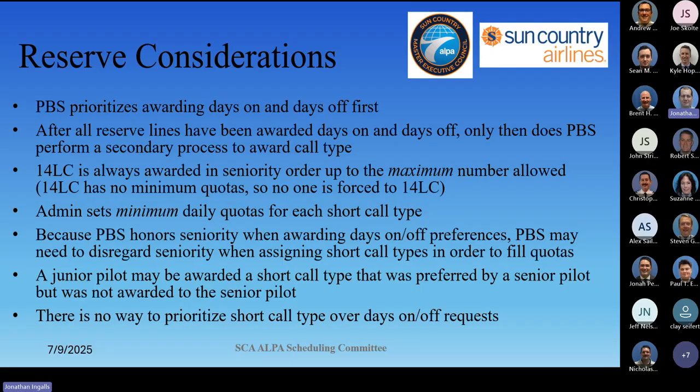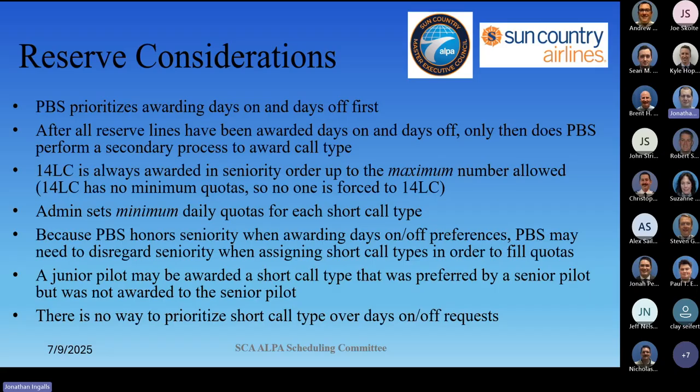So if you say, I'm senior, I want PM reserve, but you just so happen to pick a reserve schedule that has no need for PM reserve, you're not going to get it, even though somebody junior with a very different schedule to you will. The system has no way for you to say, give me AM L-star next, give me PM L-star next, give me long call L-star next, give me red eye L-star next. You cannot do that here. You can preference it, and it'll do its best to honor your preferences.